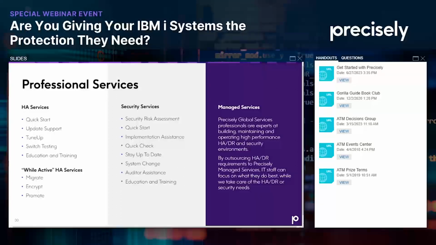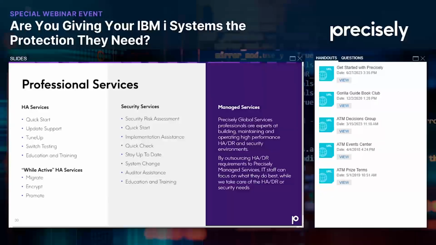You can take a migration that might take system downtime to a matter of days or potentially weeks down to minutes. So it can be a very, very important way of just being efficient and being safe, being able to test that environment before you actually do the cutover and not have to fail back to the old on-prem environment. And we can also do that for encryption and database promotion and things like that as well. So the while active services are a very important piece for us as well.